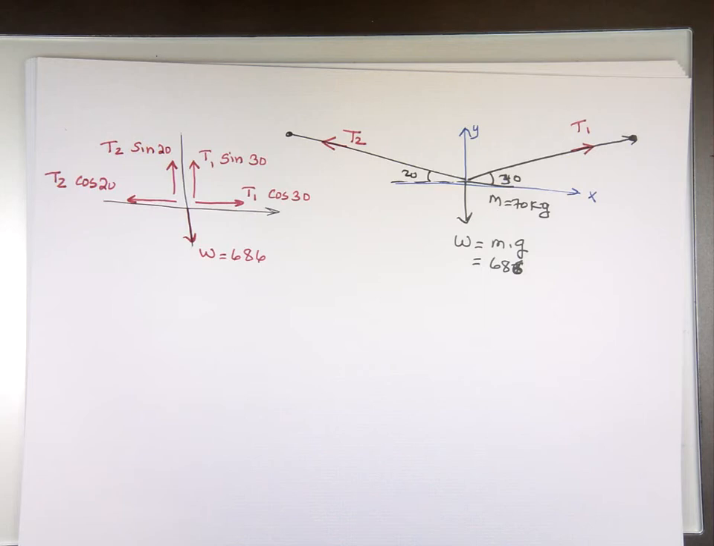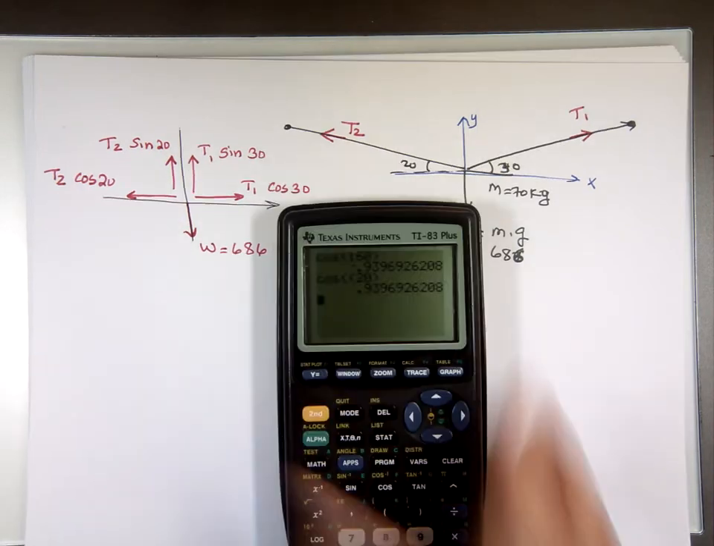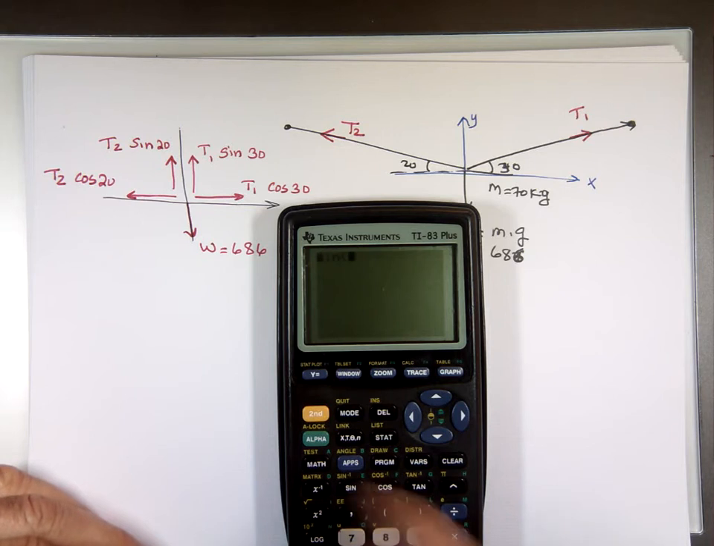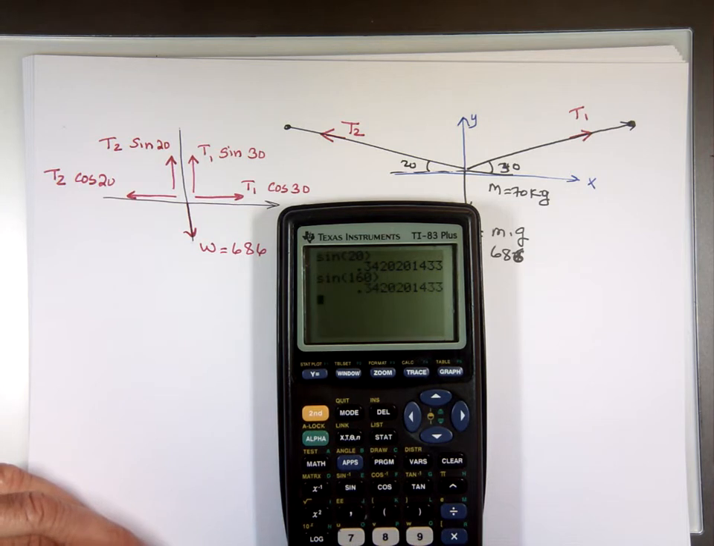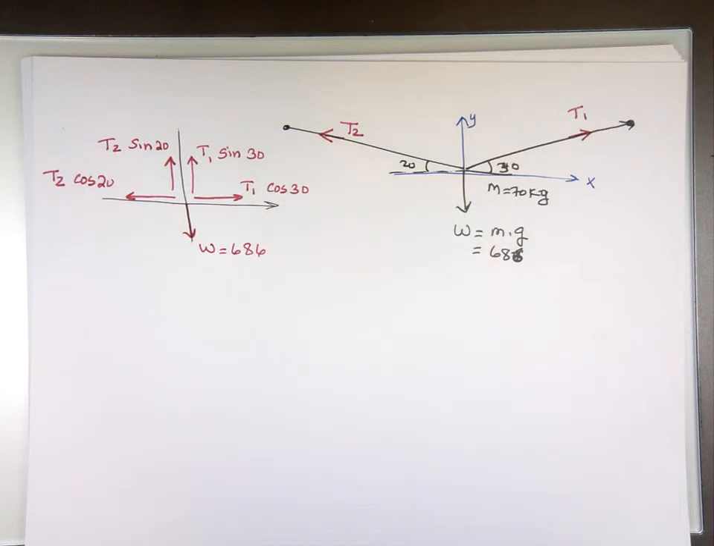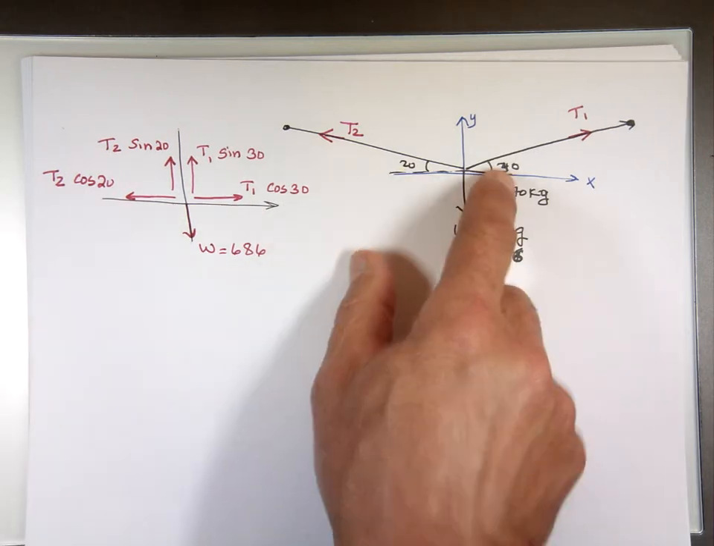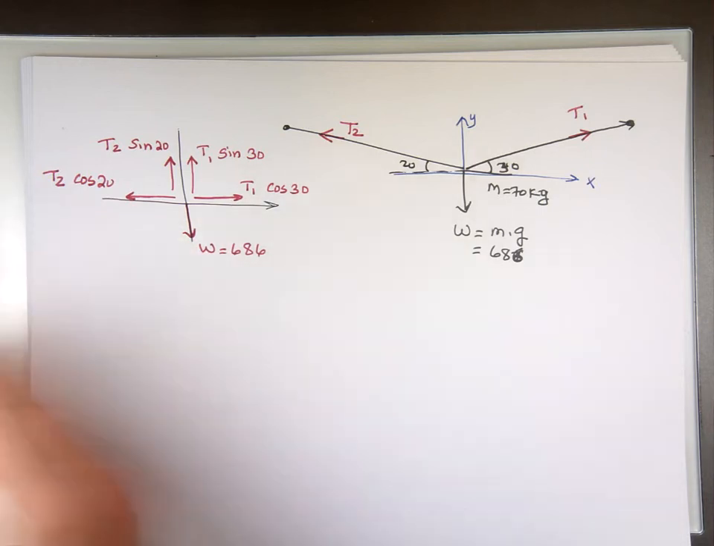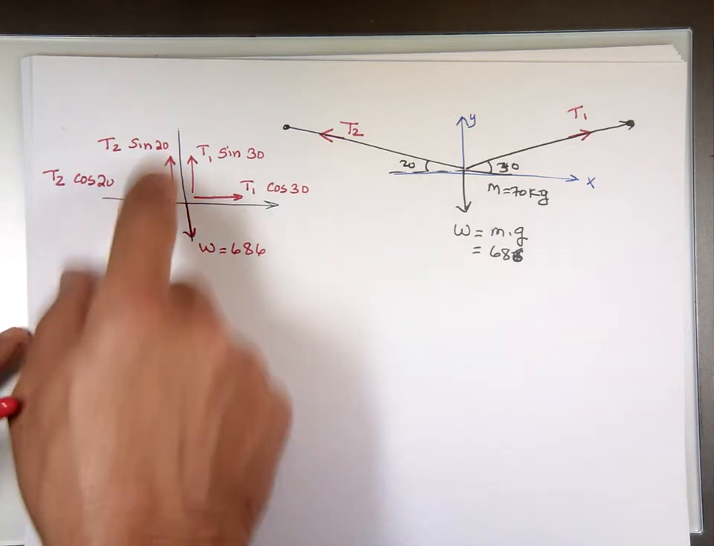And if you look at sine 20 and sine 160, it is the same number. So the numbers are the same, it's just the minus and plus. If I use this angle versus that one, I have to do the sign myself. I have to say I go to the left, I go up.